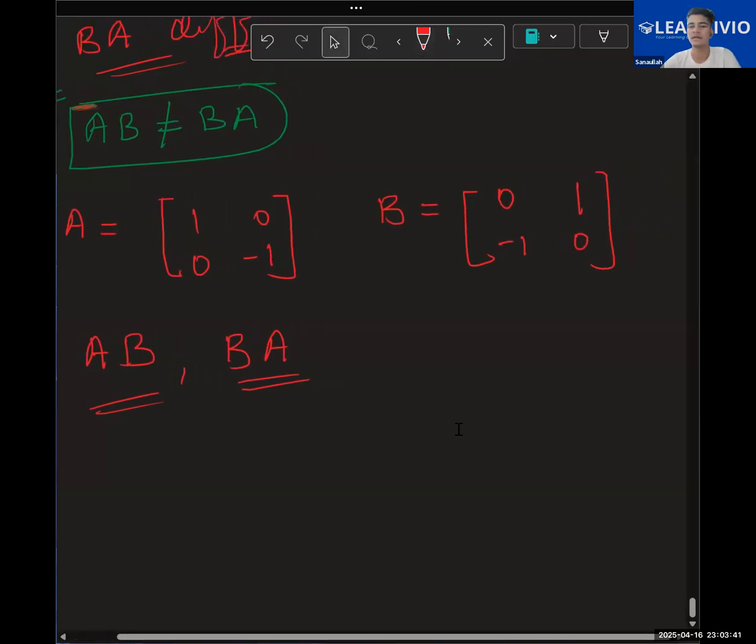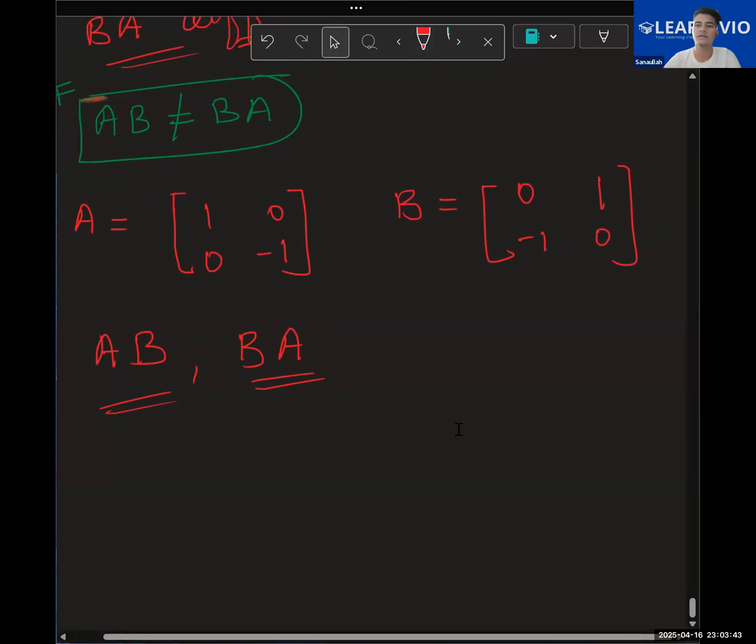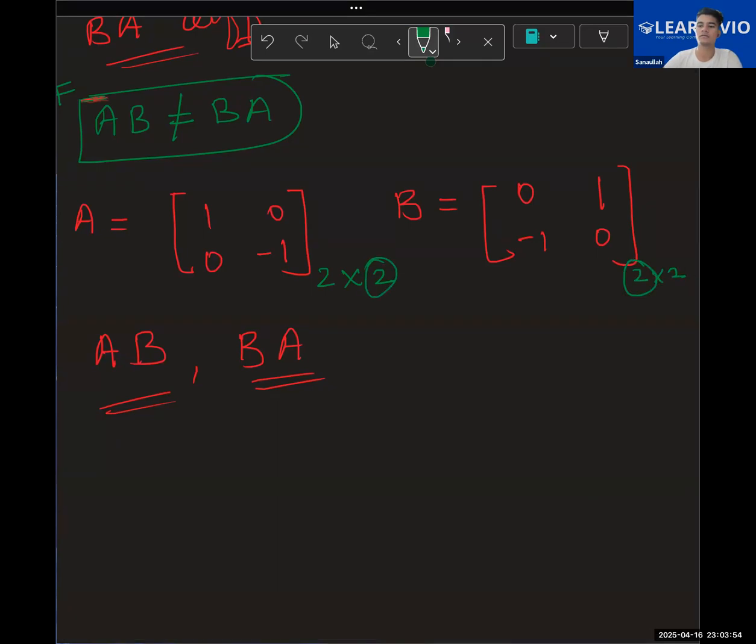See, first of all, before multiplication you should check whether the multiplication is possible or not. This is 2 cross 2 and this is 2 cross 2. So this 2 and this 2 match, so we can multiply, है ना? And what should be the order of the resultant matrix? It will be 2 into 2, the left rows and columns, है ना?